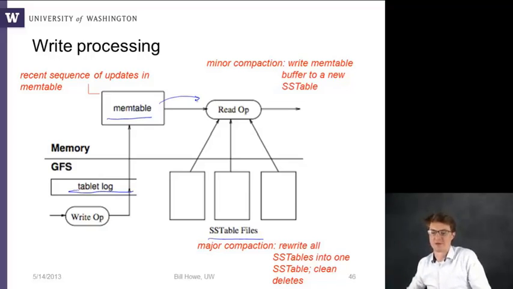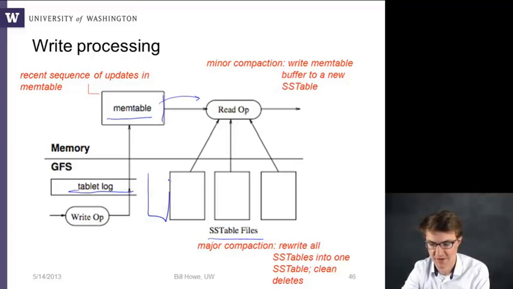Okay, so this is fine, but what happens when the mem table gets bigger and bigger and bigger? Well, there's two types of events that occur to do the bookkeeping here. So one is a minor compaction, and this is when the mem table gets big, it gets written out into a new SS table file, and the changes are merged. Okay, and then a major compaction is take all the SS tables and rewrite them all into one big one that may be split into multiple files, and also clean up any deletes that have occurred.